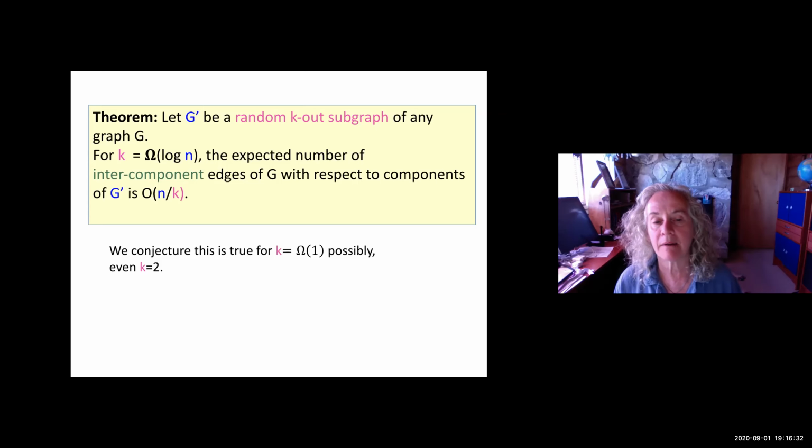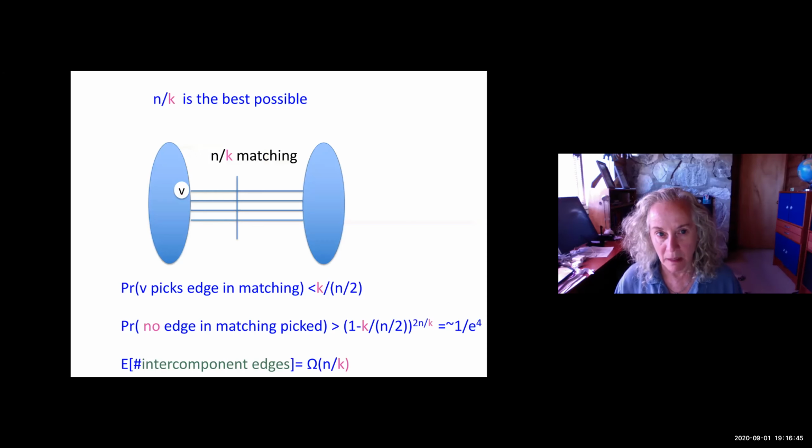All right, now we conjecture that this theorem is true even for a constant k, but we don't know. We haven't shown that yet. Okay, now n over k is the best possible, and there are several ways to see that. Here's an example showing that the expected number of intercomponent edges is n over k.